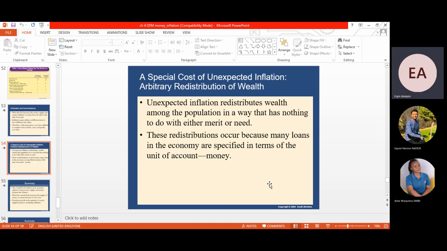A special cost of unexpected inflation is that an arbitrary redistribution of wealth is realized. As I said to you, inflation is the reason for transferring some capital from consumers to the producers, because inflation is a burden for the consumers, and for producers it is somehow a profit, an increase of their capital. Just because of inflation, without selling anything, the goods and services produced in the system become expensive, and the capitalist approach says producers always enjoy this inflation.